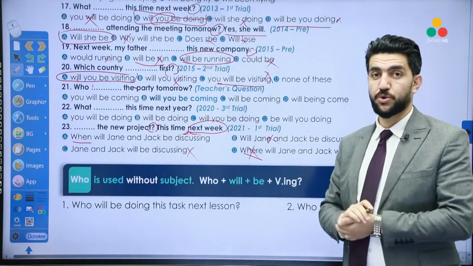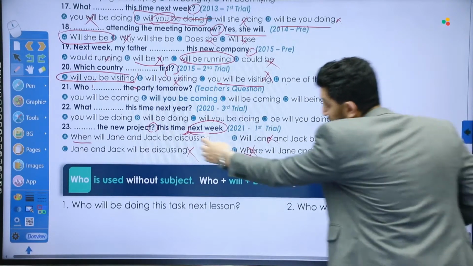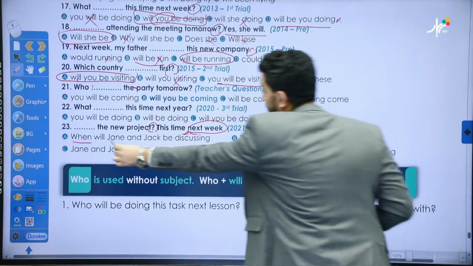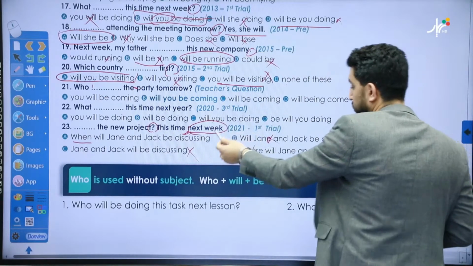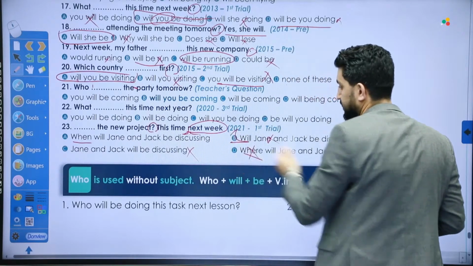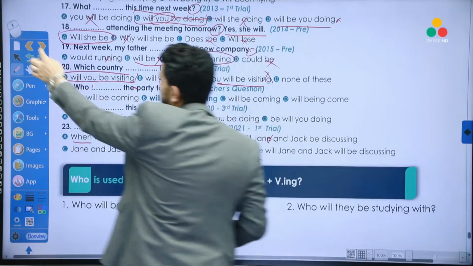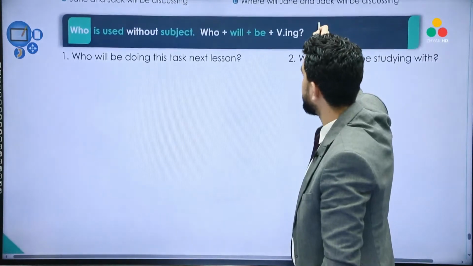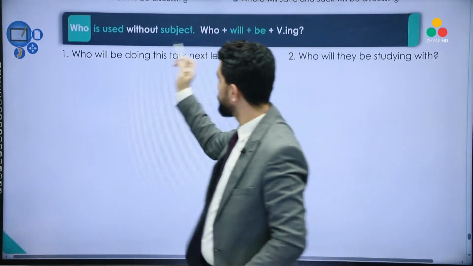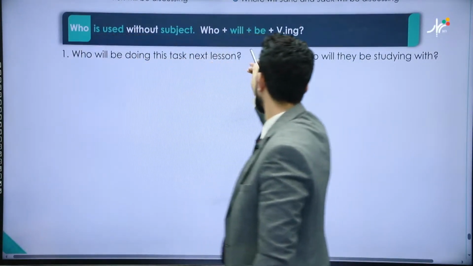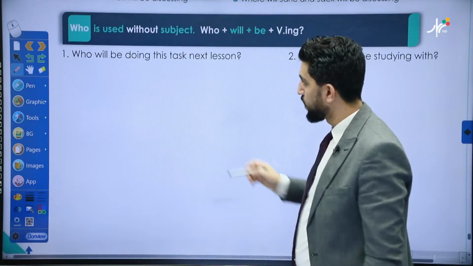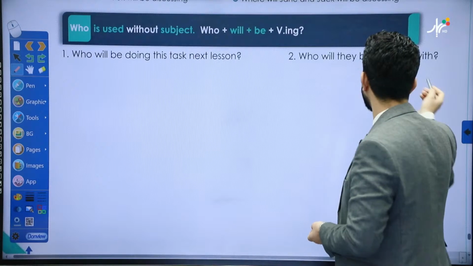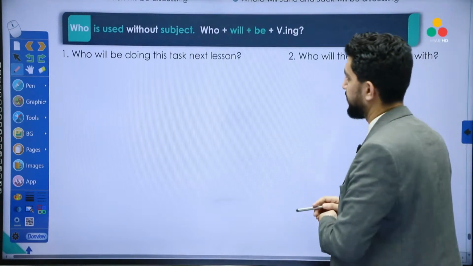Mr. Ed, why is B wrong? Let me tell you why. The answer says this time next week. That means we have time. We need when. If it was a yes, no question, this would have been correct. There's one more point I want to tell you about, which is who. Who is used without subject, be careful. Who will be verb ing? Who will be doing this task next week, next lesson? Who will they be studying with? You can use both of them together.